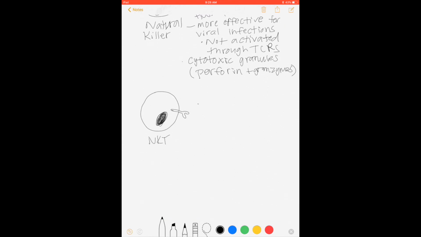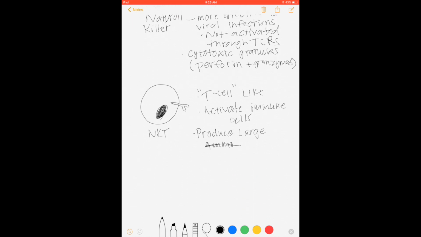Last, the NKT cells are a derivative of the T cell with a modified TCR. They help activate immune cells, such as NK and T cells, and they produce a large amount of cytokines for signaling. And one last thing, these modified TCRs recognize glycolipids.